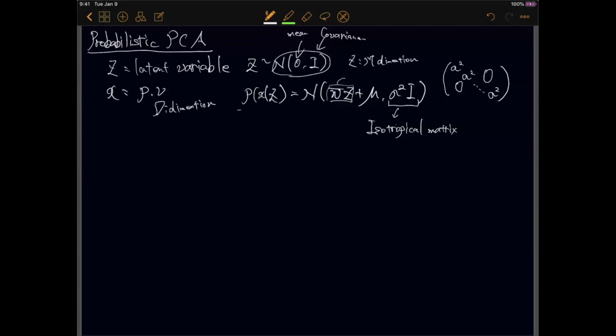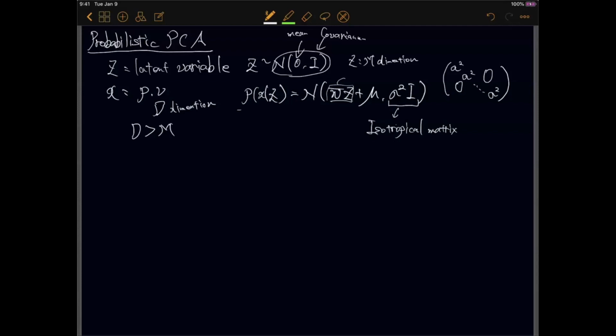D dimension also. We assume D is greater than M. Technically, M doesn't have to be less than D, but for the simplicity of the explanation, we assume D is greater than M here. Now we have the distribution of Z and the conditional distribution of X given Z.